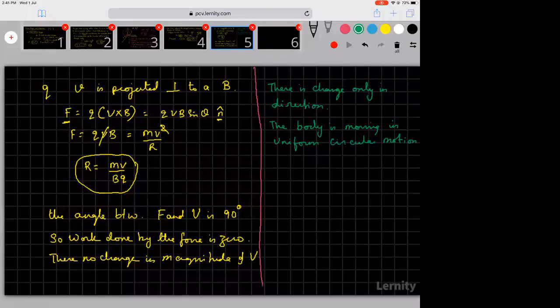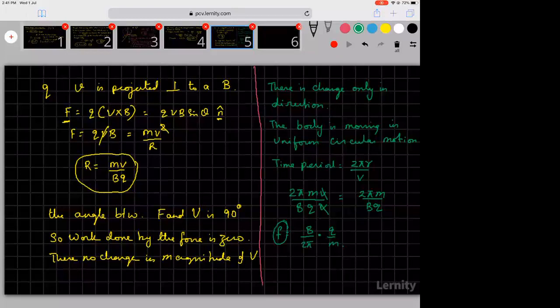Now if the body is moving in uniform circular motion, I can try to find out the time period. Time period is distance by velocity. Distance is 2 pi r, divided by velocity. Now what is r equal to? r is equal to mv by Bq. So v gets cancelled. So time period is equal to 2 pi m by Bq. So frequency is equal to B by 2 pi into q by m. So I see that the frequency of rotation depends only on the charge by mass ratio. It doesn't depend upon the initial velocity.